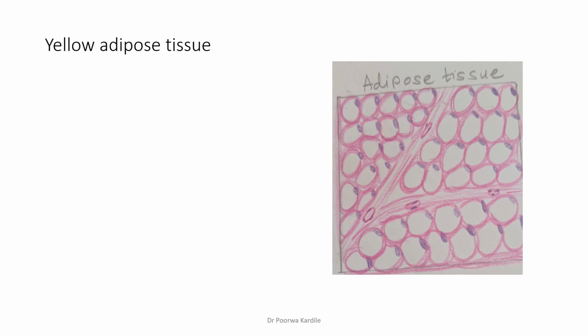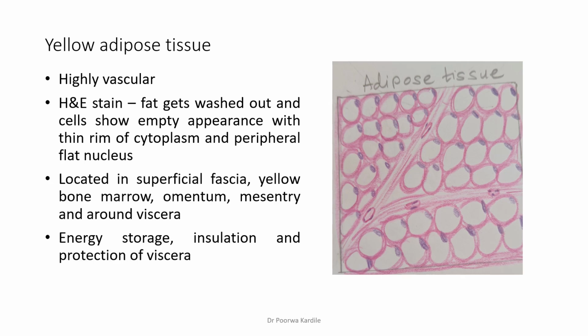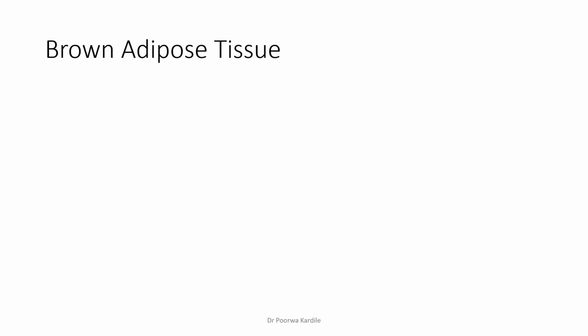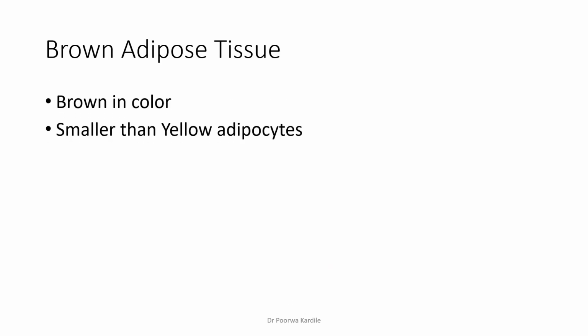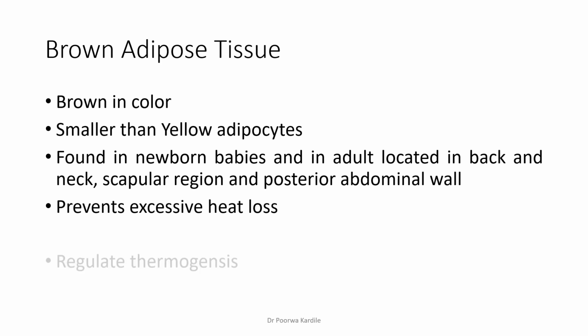This is the diagram of the yellow variety of adipose tissue, which is highly vascular, and we can see the H&E staining appearance as the fat droplets are washed off during the staining process. These appear empty with a thin rim of cytoplasm and peripheral flat nucleus. The second variety of adipose tissue is brown adipose tissue. It is multilocular, the cells are smaller, and it is mainly found in newborns, and it is meant for thermal regulation.